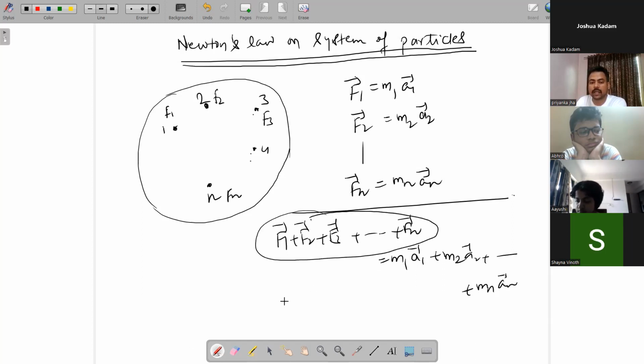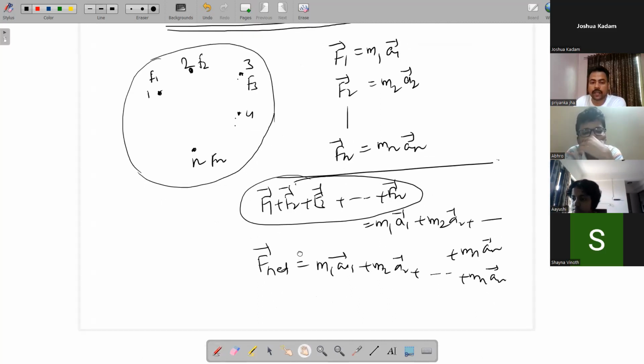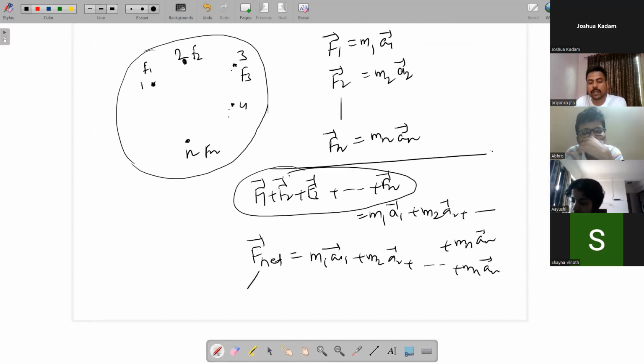Net force. We can see that the net force acting on the system is the vector sum of all the forces acting on different particles. If you do vector sum, it will give you net force on the system, that is M1A1 plus M2A2 plus like that MnAn. This force Fnet, net force, will include two forces: internal force plus external force.